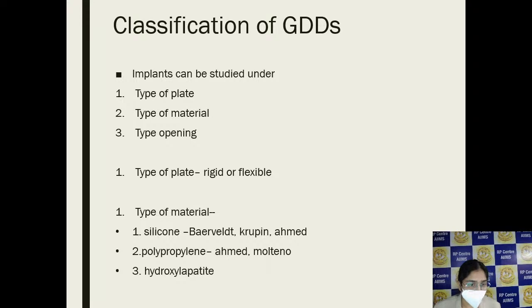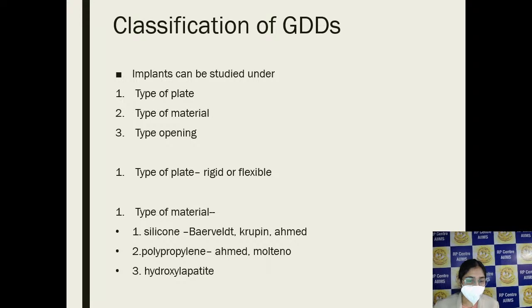So the classification of the GDDs can be studied under the type of plate, type of material, and the type of opening. The type of plates can be either rigid or flexible. So GDDs actually consist of a tube and a plate. The plate can be rigid or flexible, and the more flexible the plate is, the less it will rub on the sclera and the less reaction it will cause, and hence it will be better for IOP management.